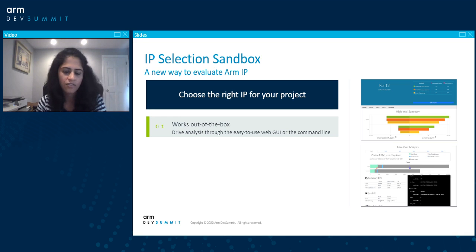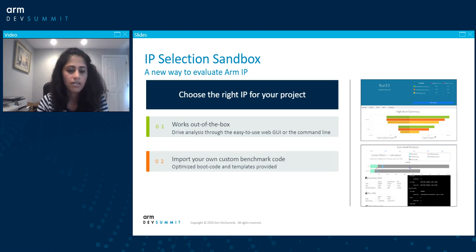An architect is able to drive the analysis of these results using any preferred mechanism, whether it's through the web-based browser or through a command line interface. The other significant advantage of the IP Selection Sandbox is users can port their own custom workloads, not just industry standard benchmarks, but really their own workloads that they're looking to evaluate on the IP, very easily and very seamlessly onto these fast and cycle model systems. And this is done by providing optimized boot code for all of the A, R, and M Cortex series systems that are provided in the IP Selection Sandbox. We also provide templates for software examples, which makes it easy for the software developers to port their own custom workloads right out of the box.